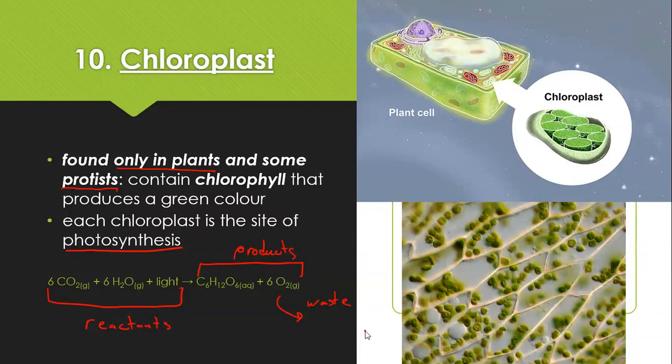Do plant cells contain mitochondria? Another misconception out there, yes, plant cells have mitochondria. Do animal cells have chloroplasts? No. Okay, so plant cells have both. Animal cells only have mitochondria, no chloroplasts.